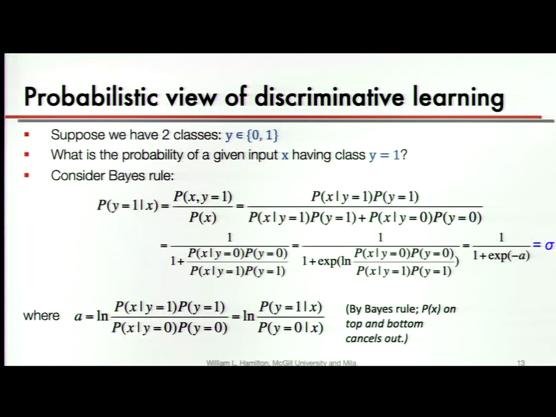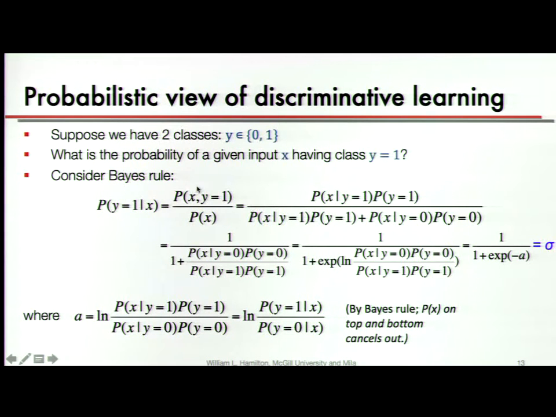And now we come to a bit of math. We're going to take this probabilistic view of discriminative learning, and suppose we have two different classes, so simple binary classification. What we care about is the probability of a given input, a given data point, having the class y. First, we take this p of y equals 1 given x. This is what we want to estimate.